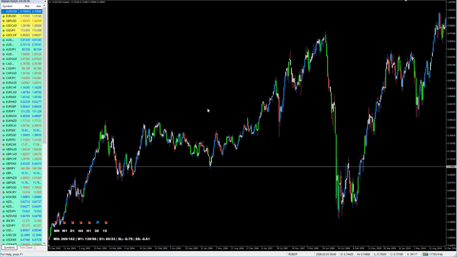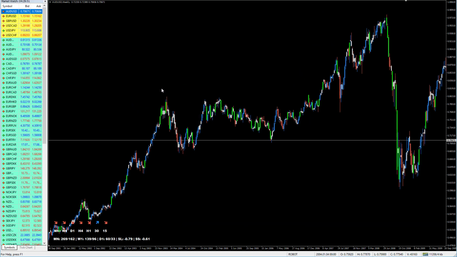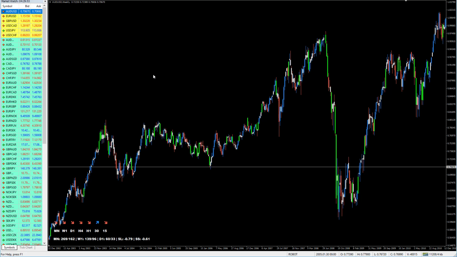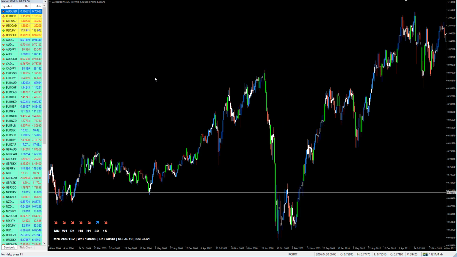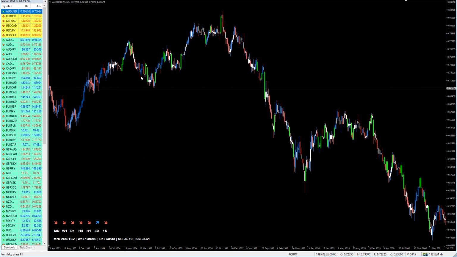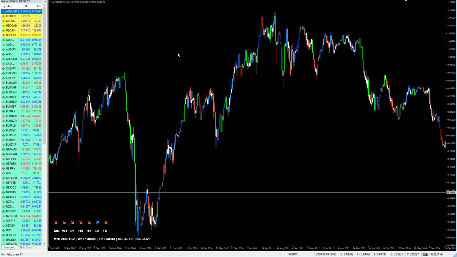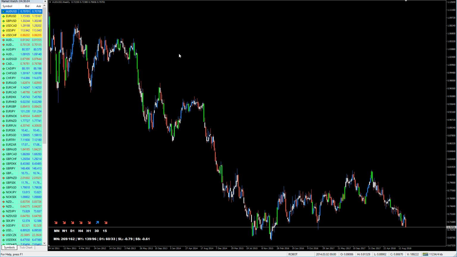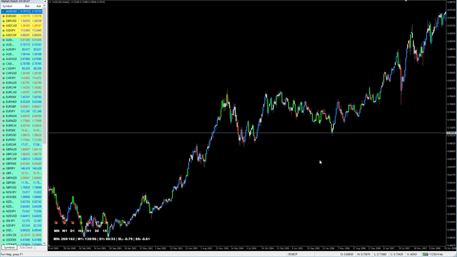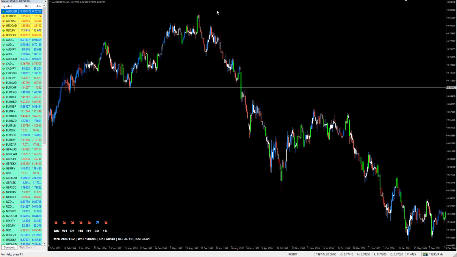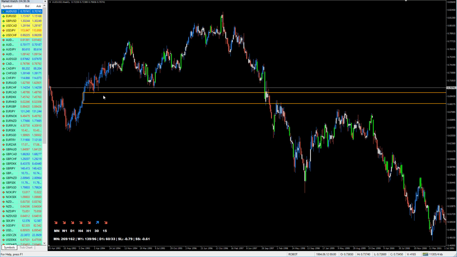Okay, we need to find a starting point. That's what I'm looking for. So let's find an area. Let me find one. Okay, we've got one here. There's going to be a micro area in here. You can't really see it, but what you can see is that price tested this area.